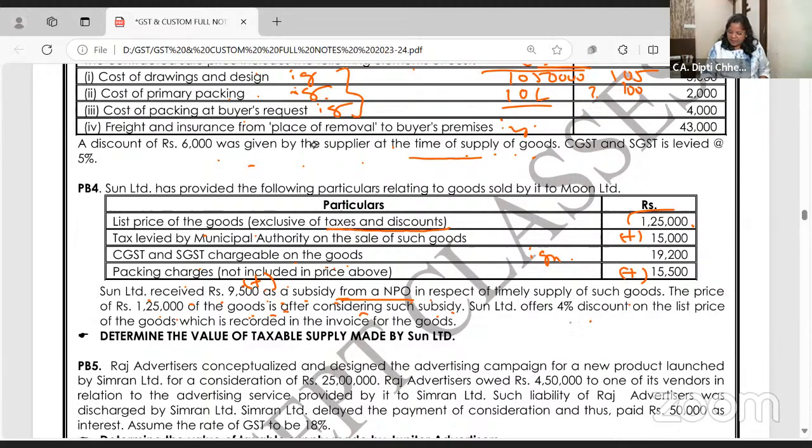Okay, and Sun Limited offers 4% discount on list price. So on this 4% comes to 5,000. Shall we deduct that also? Discount. It is excluding discount. Taxes and discount. मतलब आपने discount को कुछ नहीं किया, minus नहीं किया, तो अब minus कर लो.